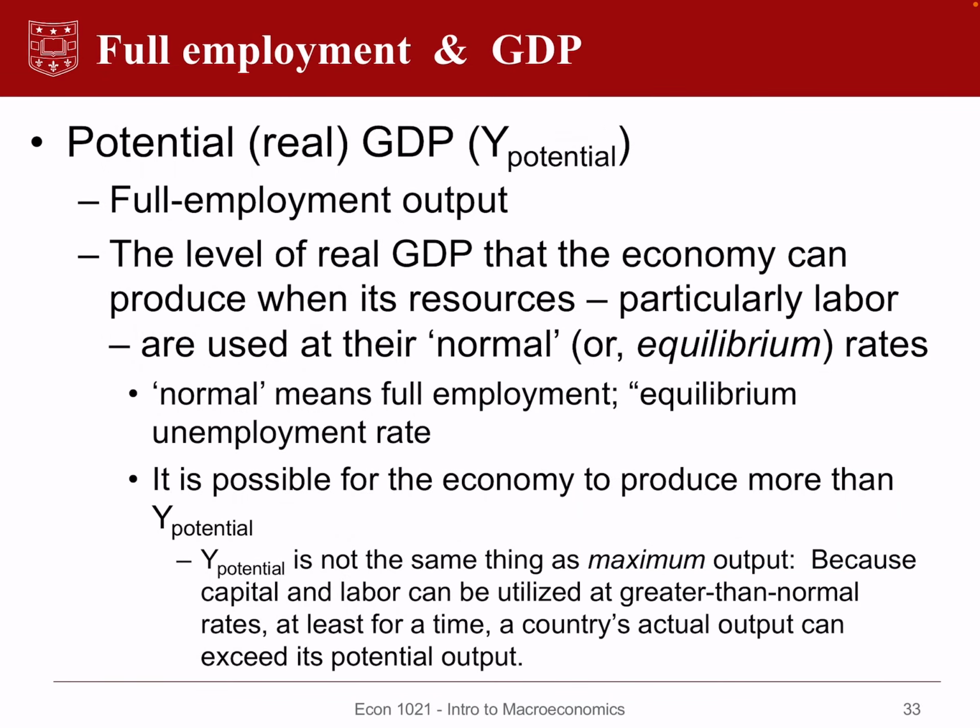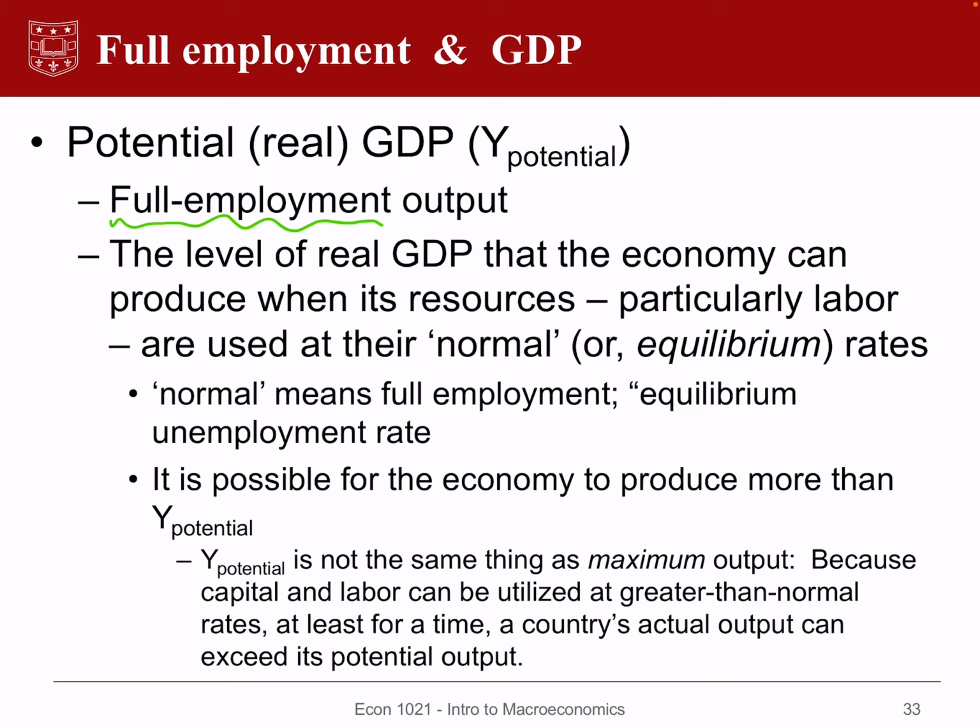How do we do that? Well, we do that by defining a concept that's known as potential real gross domestic product. Notationally, the letter Y is what we were using for real gross domestic product, so I'm just putting a subscript of potential down below. This is what we're going to define as full employment output. So we are going to say that we have full employment when we have no cyclical unemployment. We'll see this on the next slide.